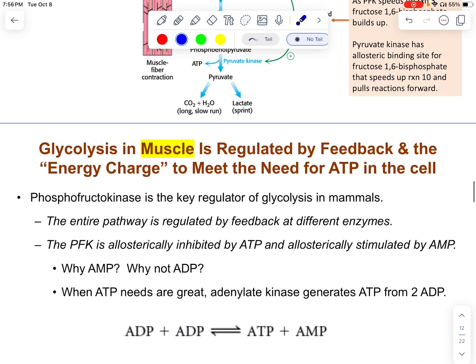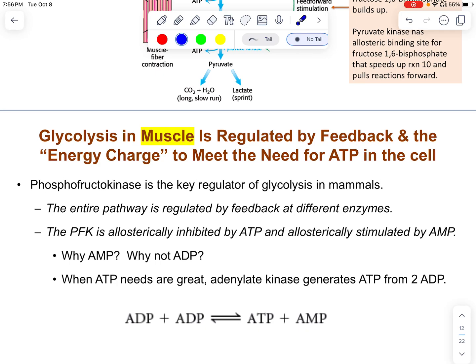So glycolysis in muscle, right? We're talking about muscle right now, is regulated by feedback, so we saw that, and by the energy charge to meet the need for ATP in the cell. We said that PFK is a key regulator, but the entire pathway is regulated by feedback at different enzymes. And I said we'd come back to this. PFK is allosterically inhibited by ATP and allosterically stimulated by AMP.